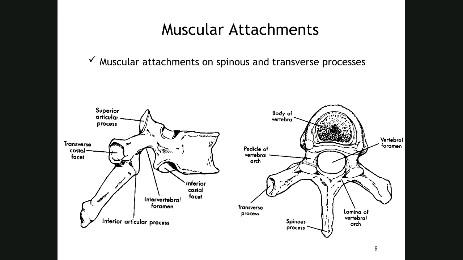We also need to know the muscular attachments. There are muscles that attach on the spinous processes and muscles that attach on the transverse processes. Very important to know, because tightness in the muscle may be pulling on this spinous process or on this transverse process. So it's very important to know what muscles attach where and what we need to do to stretch those muscles, which we're going to learn in lab, how to stretch and how to strengthen and stabilize all muscles that support the spine.